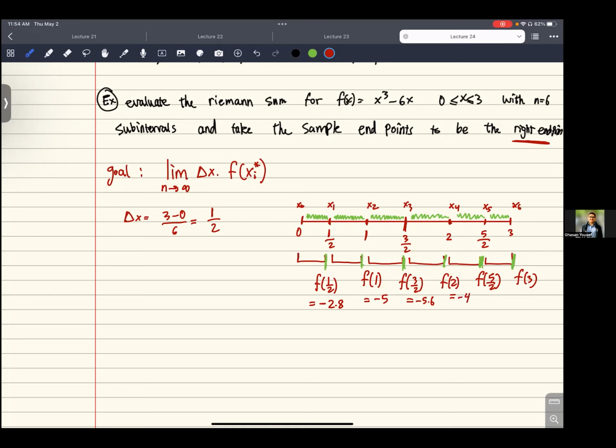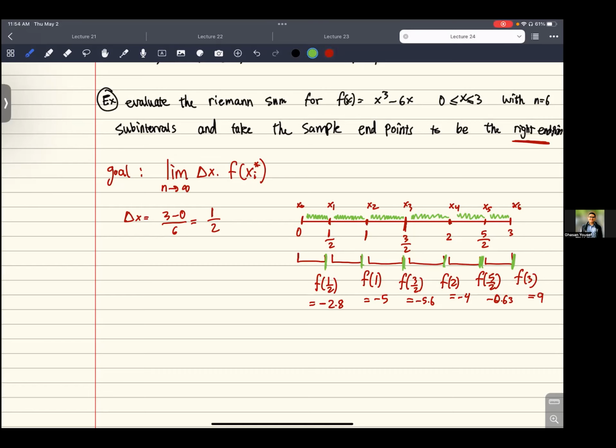And f of 5 over 2 is what? F of 5 over 2 will be like minus 6.0625. And f of 3 is what? It will be 3 to the power 3 minus 18, which is equal to 9. Make sense? 9. Okay.